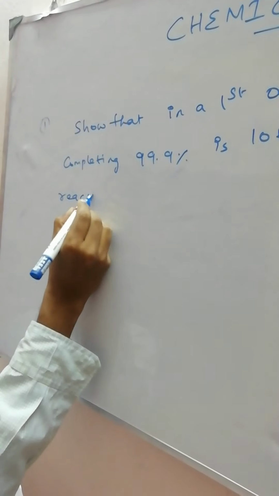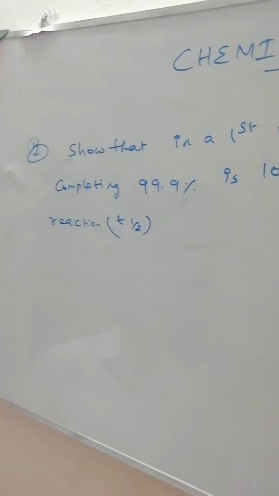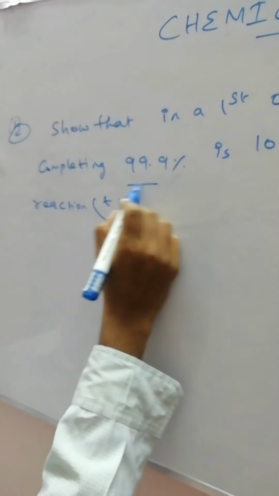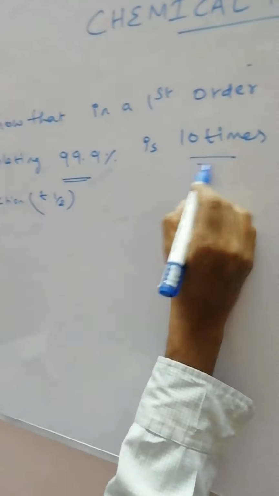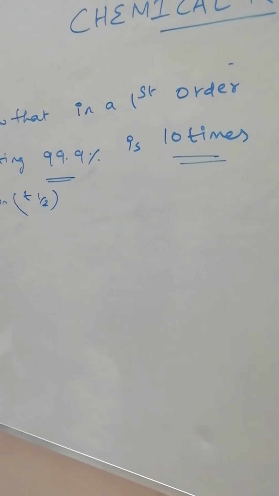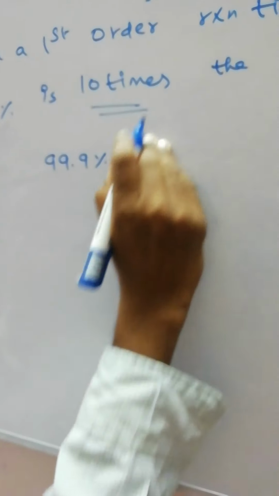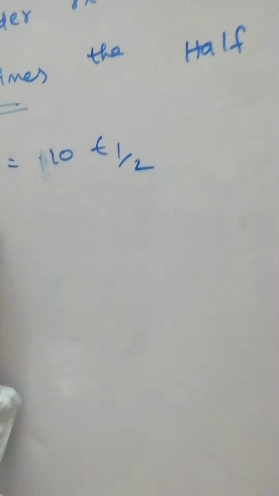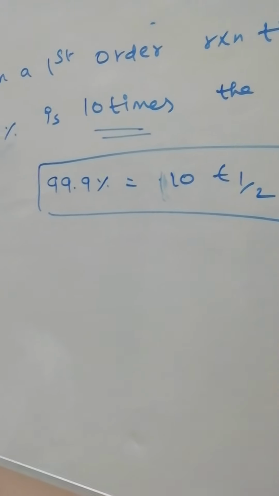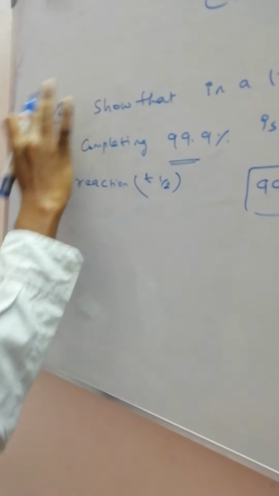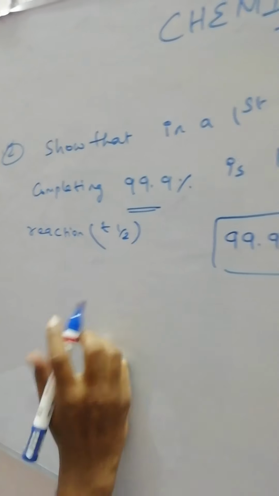This is the question. T half. The question is: show that in a first order reaction, the time required for completion of 99.9% is 10 times the half-life. That is, the time for 99.9% completion is equal to 10 into T half. This is what we have to solve in this question. What are the things given? One problem like this was already completed, so I have to complete it again.